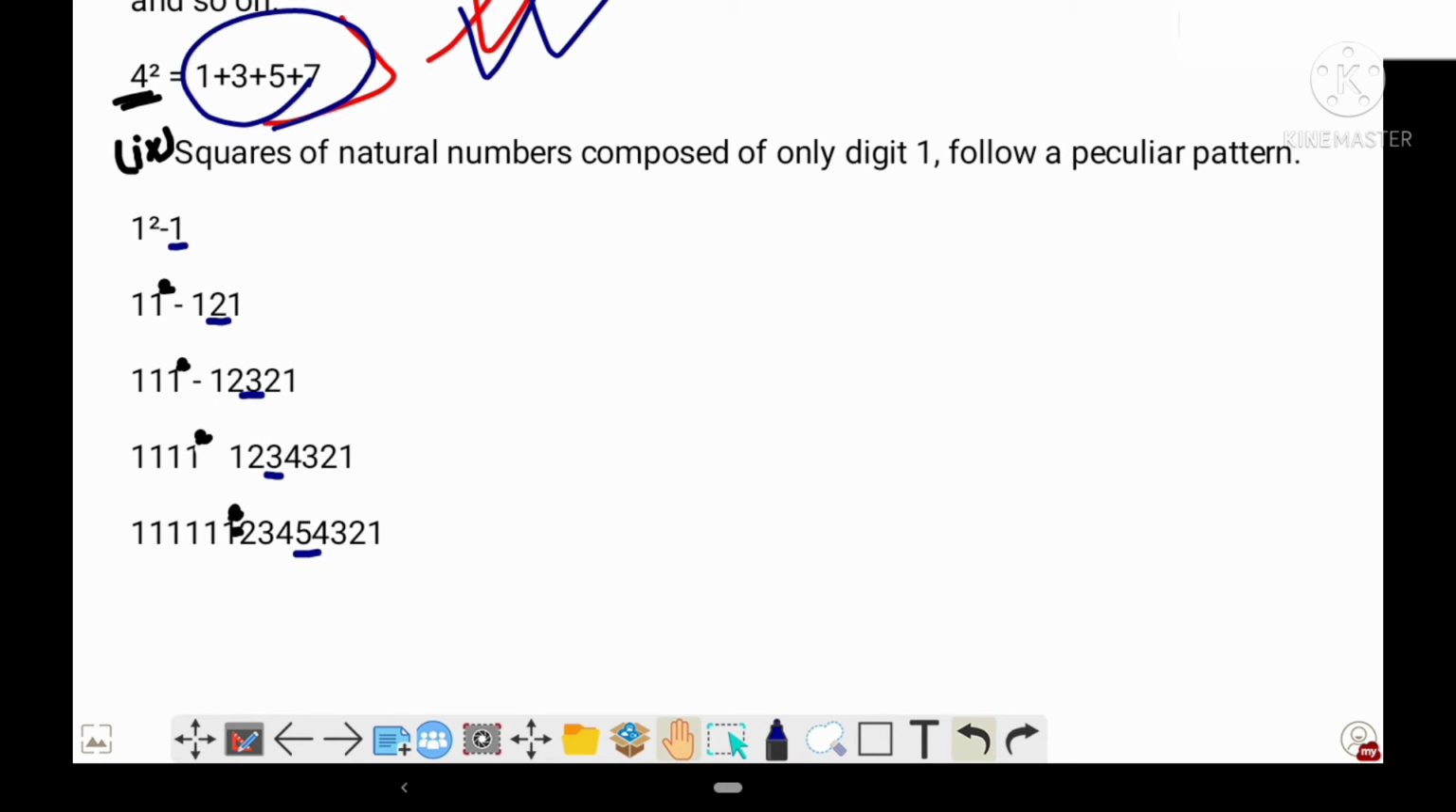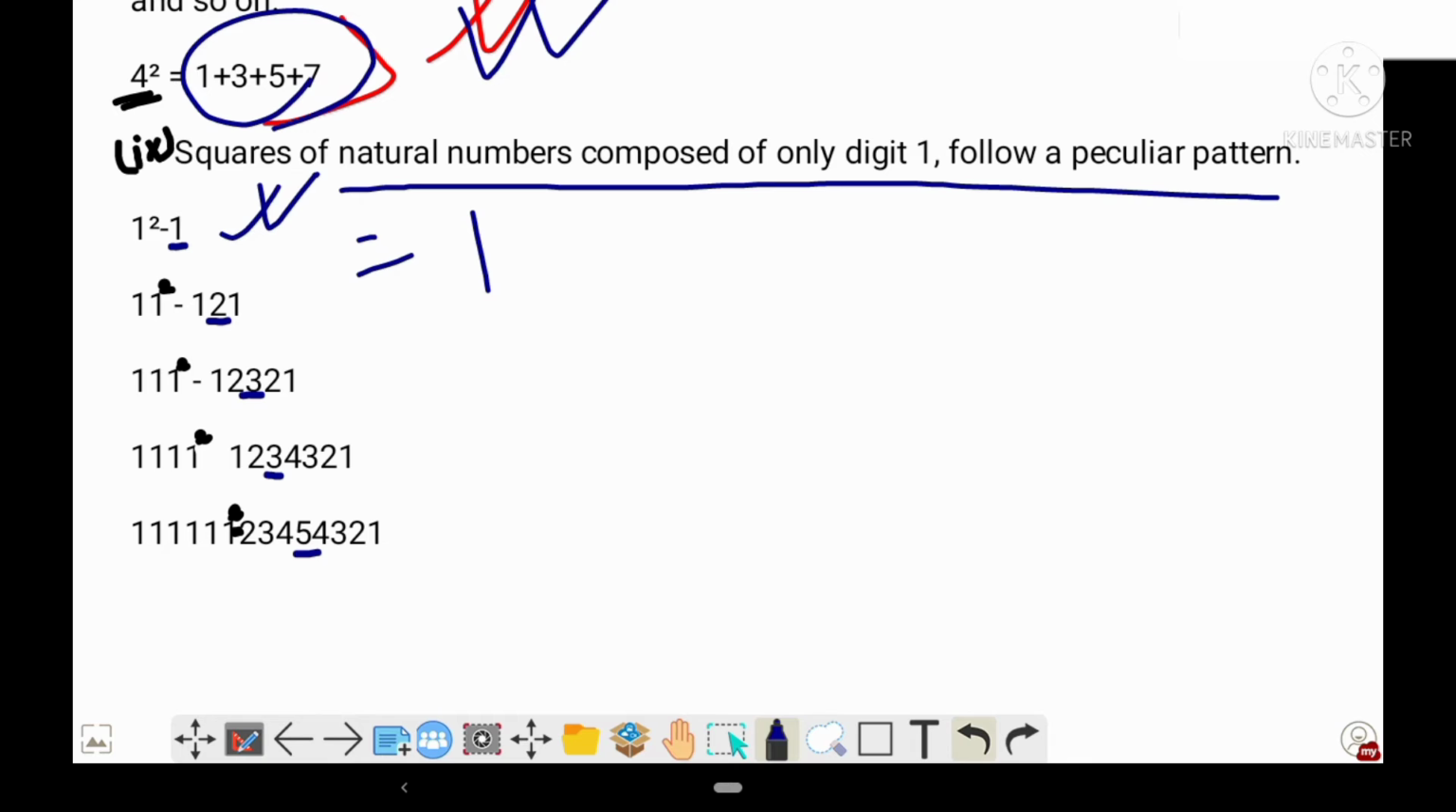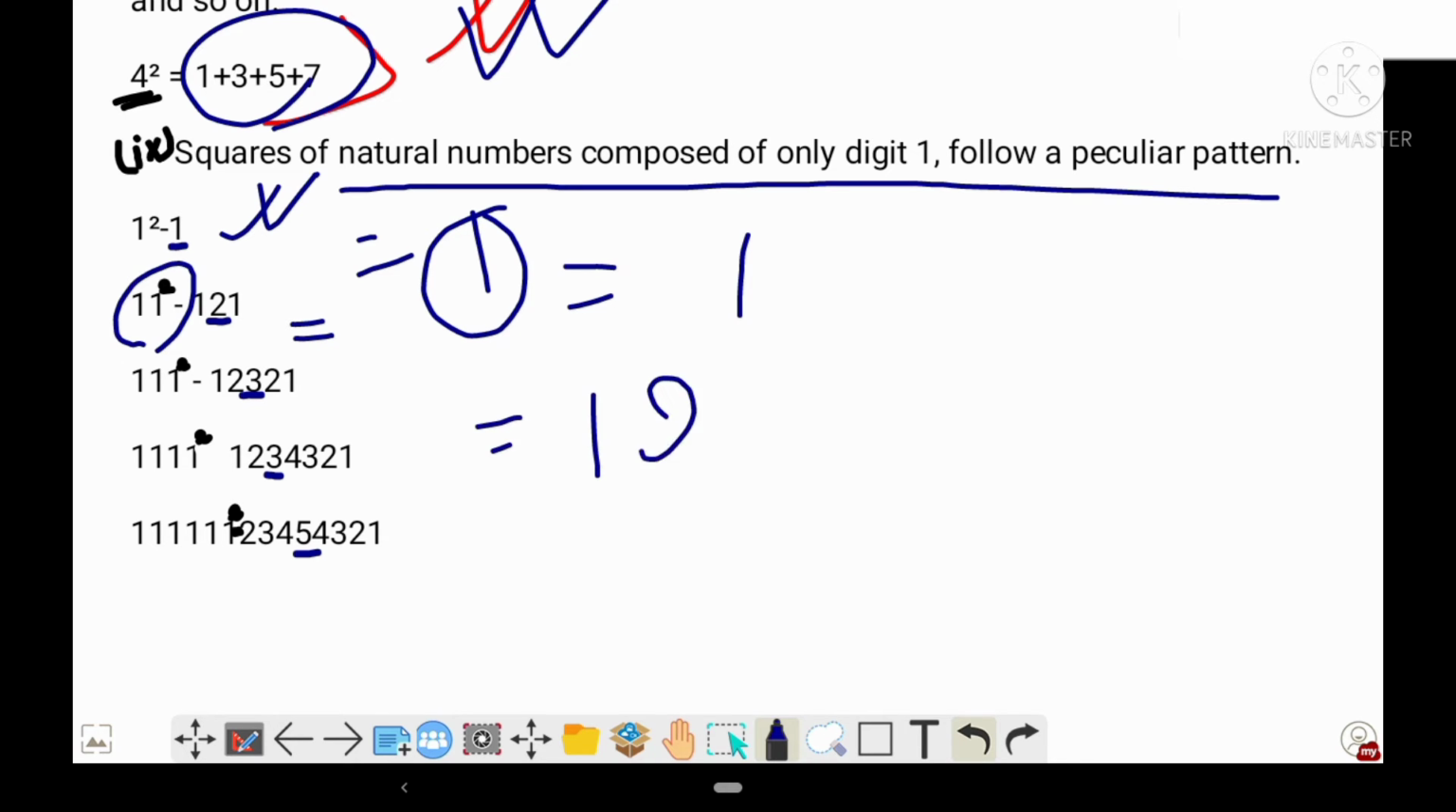Now you see here, this is the most interesting pattern I've ever seen. So you see 1 square is 1. Here you have to look at the natural numbers composed of only the digit 1, which follow a peculiar, very strange pattern that is very interesting to observe. 1 square, you will see one number. Here you see 11 square. Okay? So 11 square is 1, 2, 1. What is peculiar if you observe these? Now count the number 1, 2, 1, 2, and again 1.